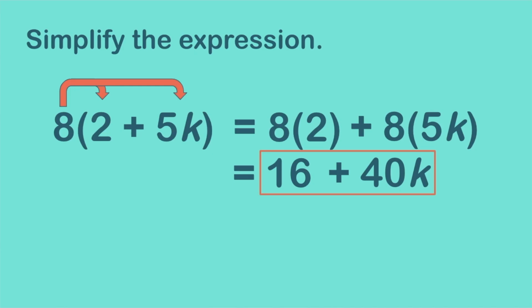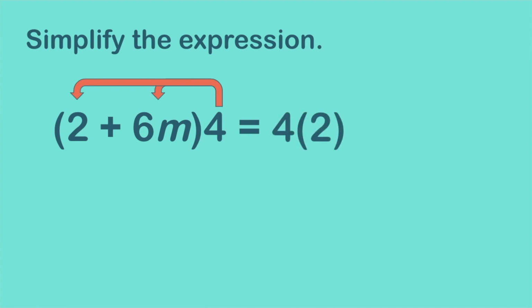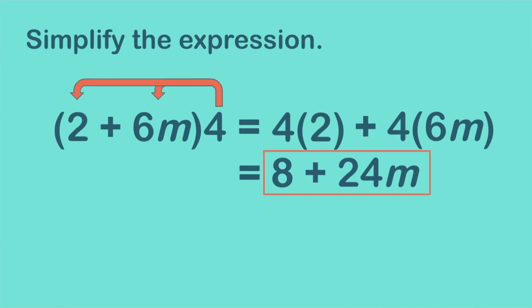Let's try another example. This example looks a little different since what we are multiplying our parentheses by is on the right instead of the left. But that's okay, the distributive property works both ways. So we can write this as 4 times 2 plus 4 times 6m. Now simplify. 4 times 2 is 8, and 4 times 6m is 24m. So 2 plus 6m times 4 simplifies to 8 plus 24m.